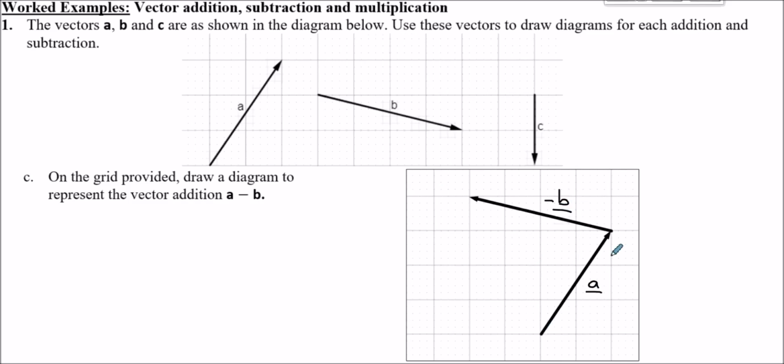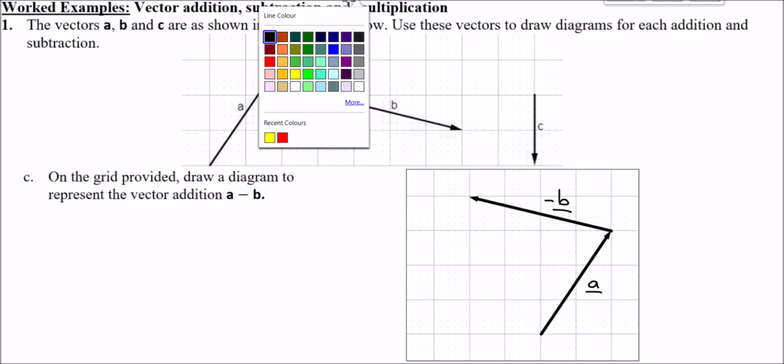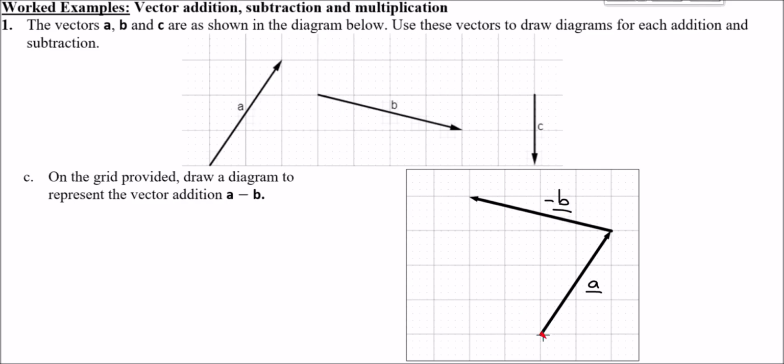And so A added to minus B, the overall effect of that is that we start here and we go up to this point like so. And so A minus B is this vector here.